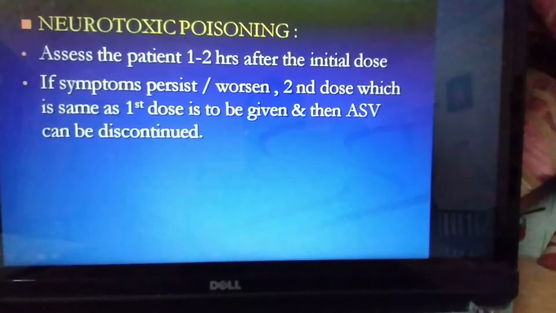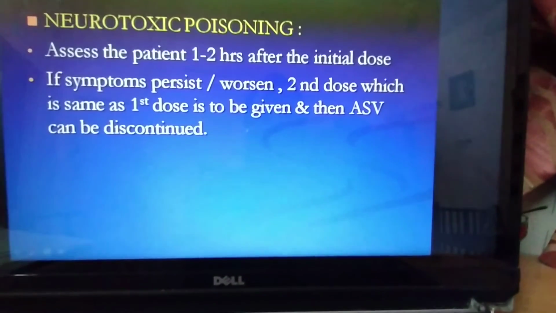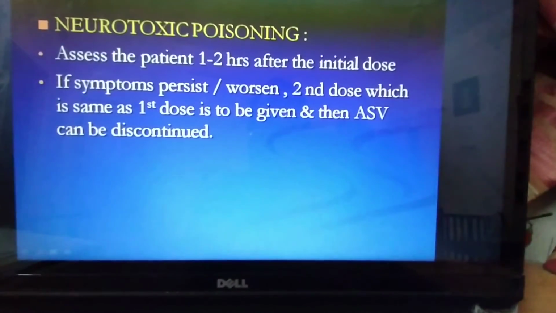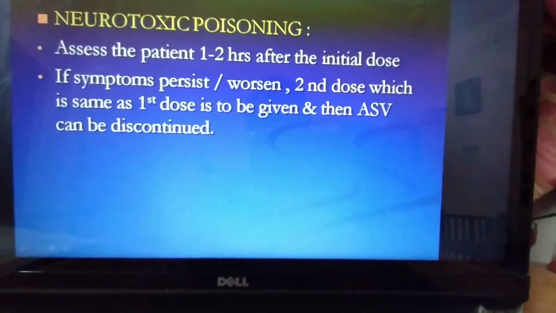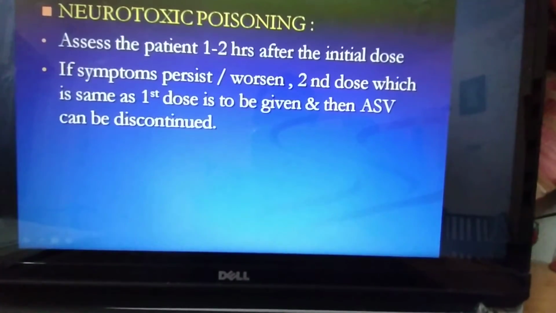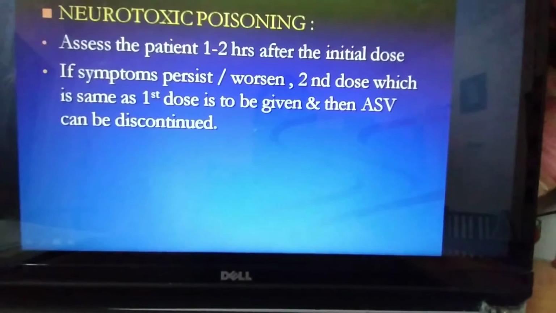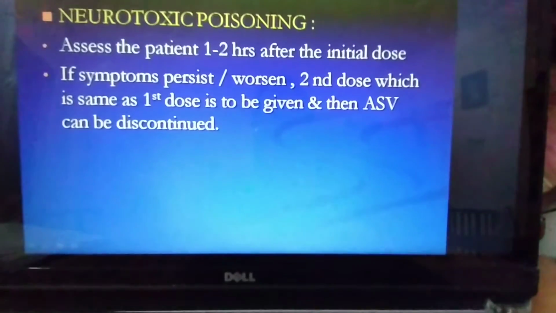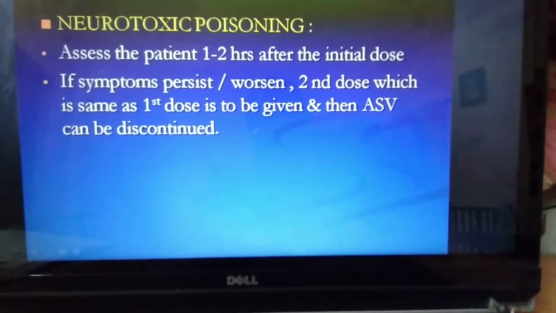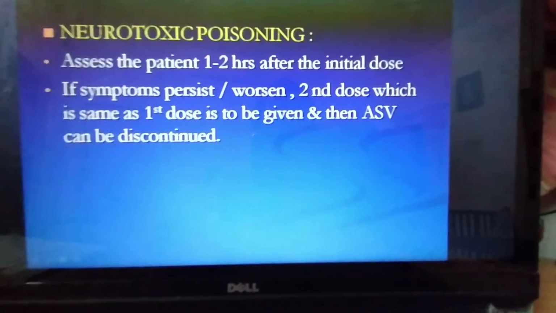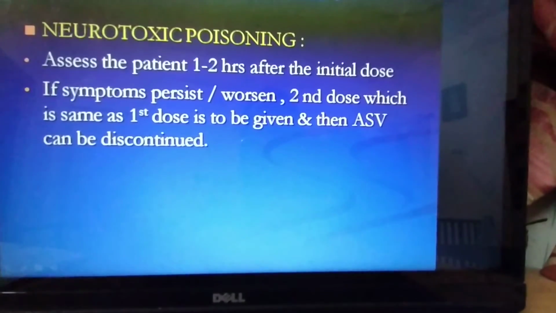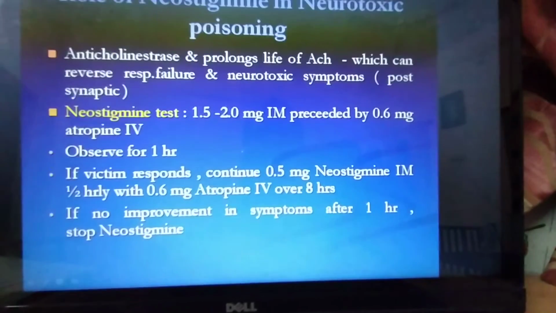In the case of neurotoxins, assess the patient for 1 to 2 hours after the initial dose. Here we cannot go for any blood clotting test. Observe the patient for 1 to 2 hours after the initial dose. If the symptoms persist or worsen, a second dose, the same as the first dose, can be given. After that, you can discontinue the anti-snake venom in neurotoxic patients.